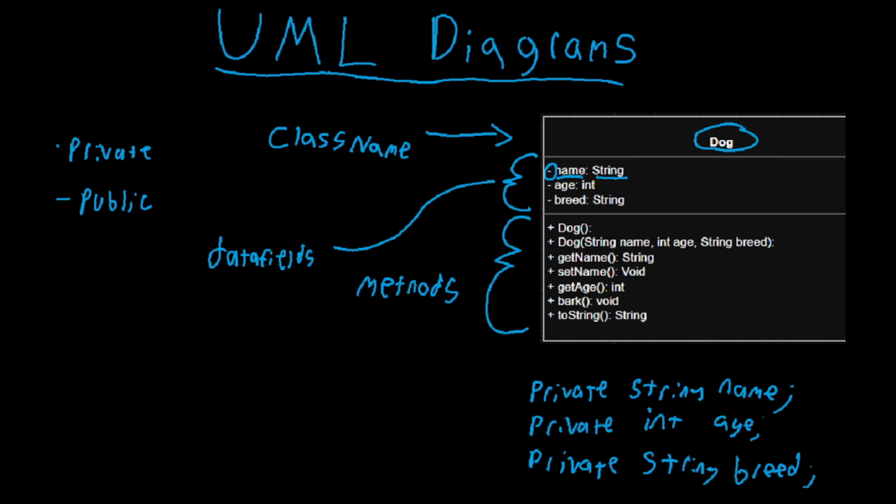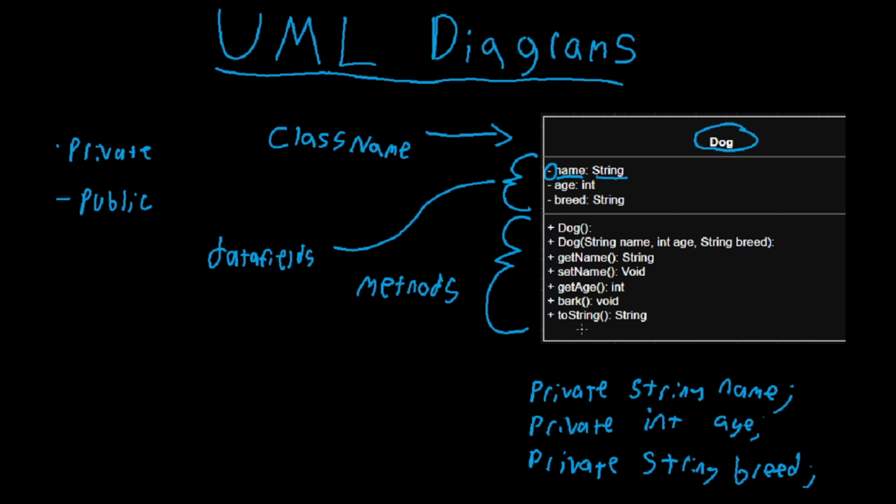So there's our getter method. Here we have our setter method. It's a public method. The return type is going to be void, and the name of the method is setName. Get age is going to be similar. Bark is a behavioral method. So this is going to be a public method. Return type is going to be void, and the name of the method is bark.